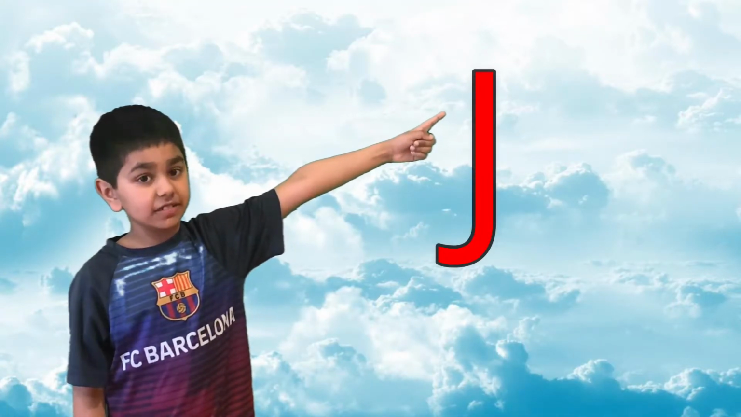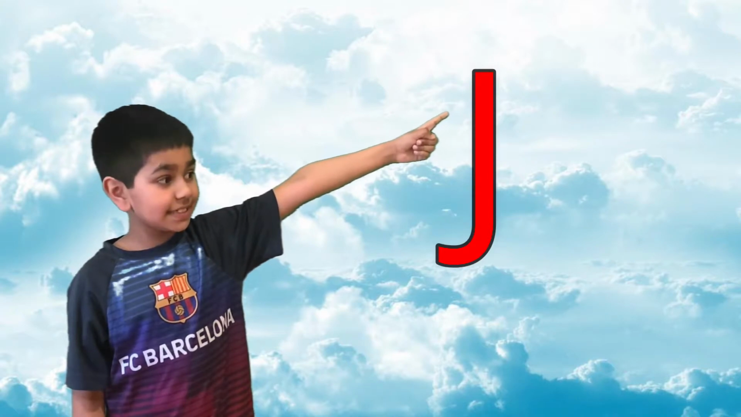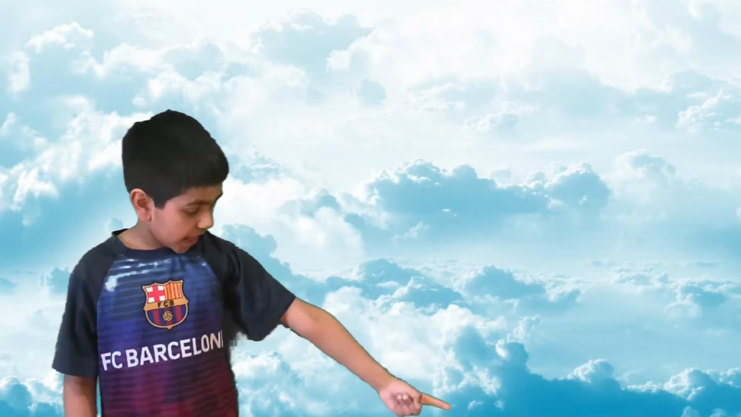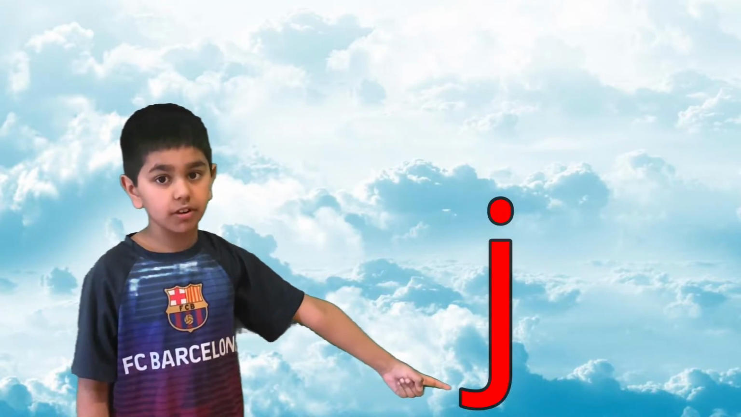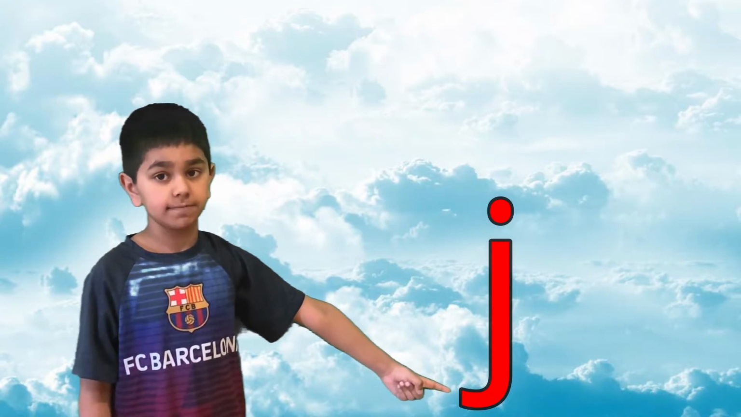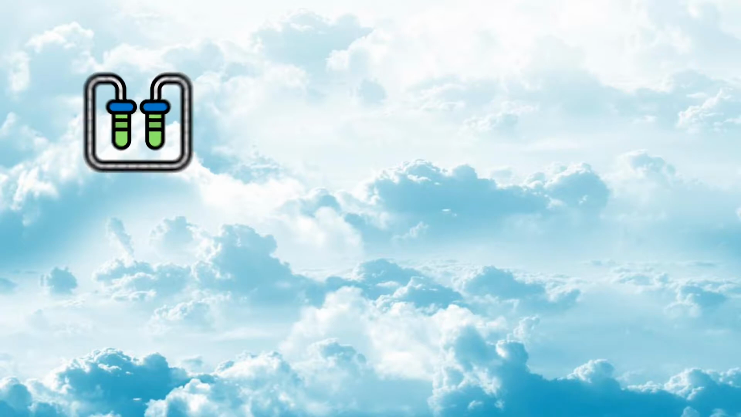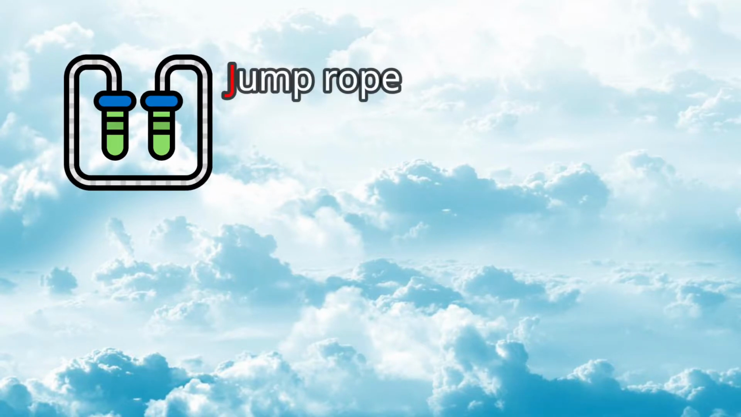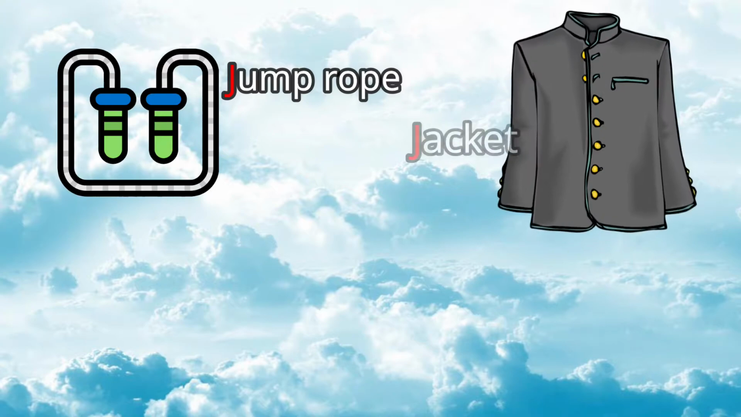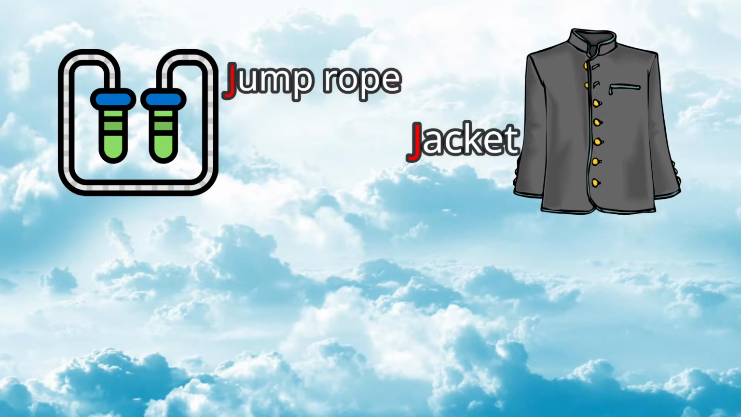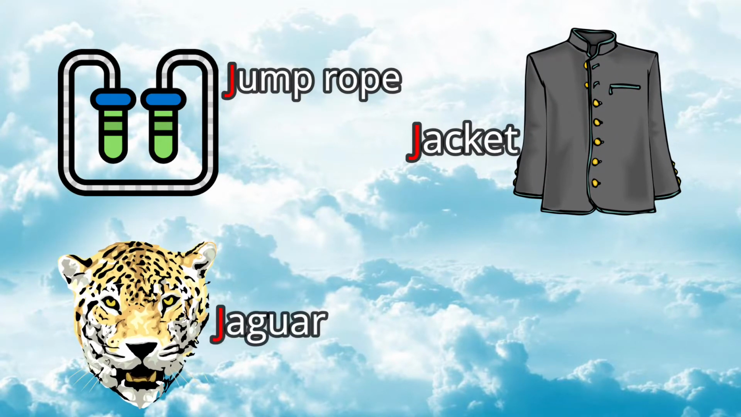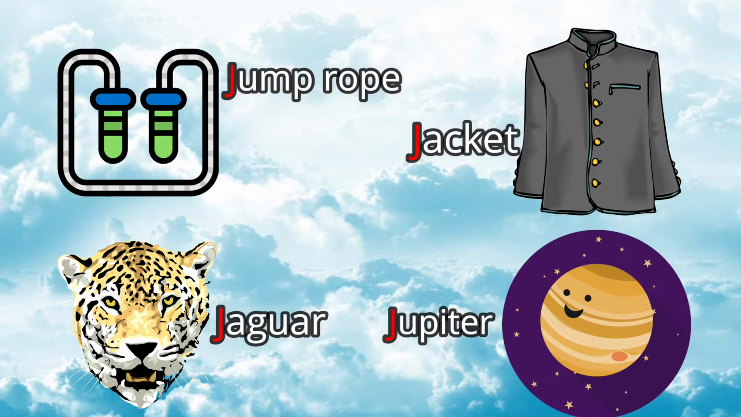This is how you write an uppercase J, and this is how you write a lowercase j. J is for jump rope, jacket, jaguar, and Jupiter.